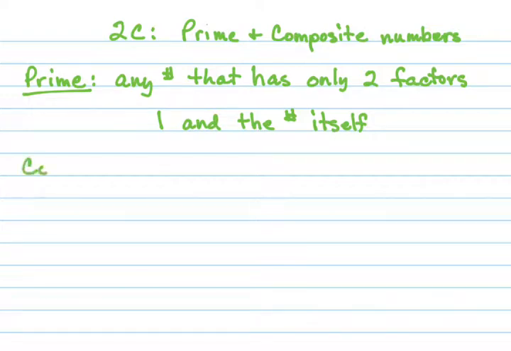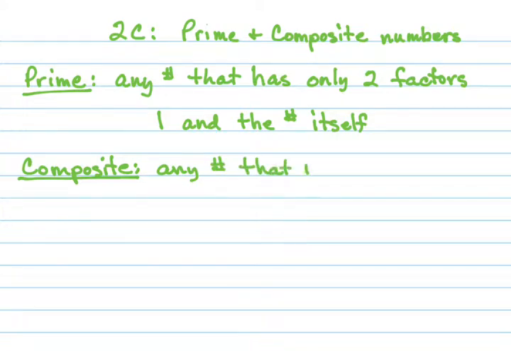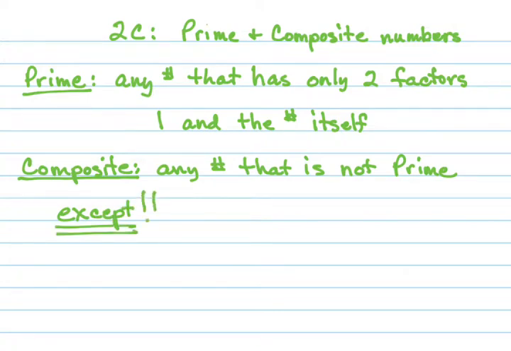Okay? The next ones we're going to talk about are composite numbers. Now, remember we talked before about odd and even. It's easiest to define composite numbers by what they are not. Okay? So a composite number is simply any number that is not prime, except there is one exception. Okay?